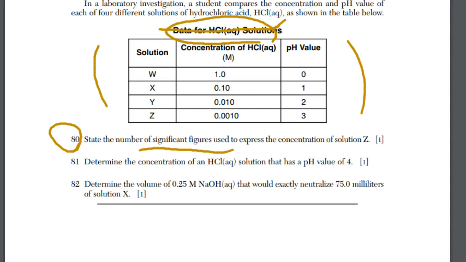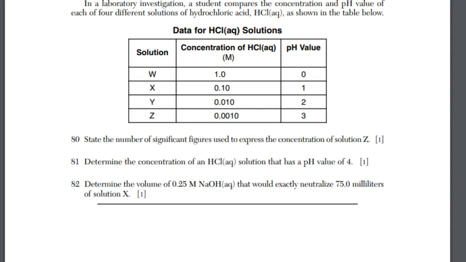So we're looking at solution Z. Here is the concentration. So when you're dealing with significant figures of numbers less than 1, we're going to move from left to right. You have to find the first non-zero, which is the number 1 here, and anything else to the right is considered significant. So it's only the 1 and the 0 to the right. So the answer here is 2. Check out another video to review significant figures. All right, let's check the other two.